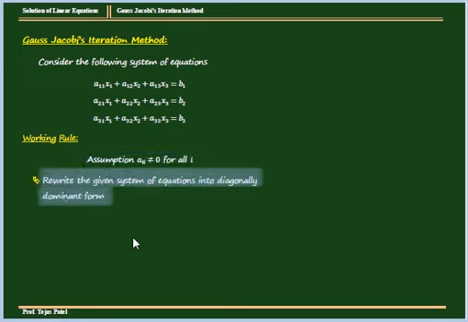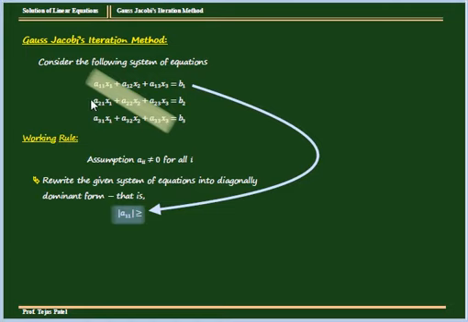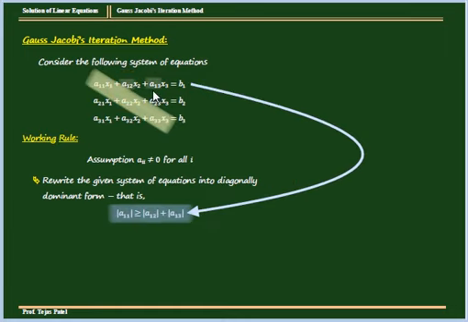After that we rewrite the given system of equations into diagonally dominant form. Diagonally dominant form means the magnitude of the main diagonal element should be greater than or equal to the sum of the magnitudes of the remaining elements. In the first equation, the main diagonal element is a11, so the magnitude of a11 should be greater than or equal to the sum of the magnitudes of the remaining elements, that is magnitude a12 plus magnitude a13.